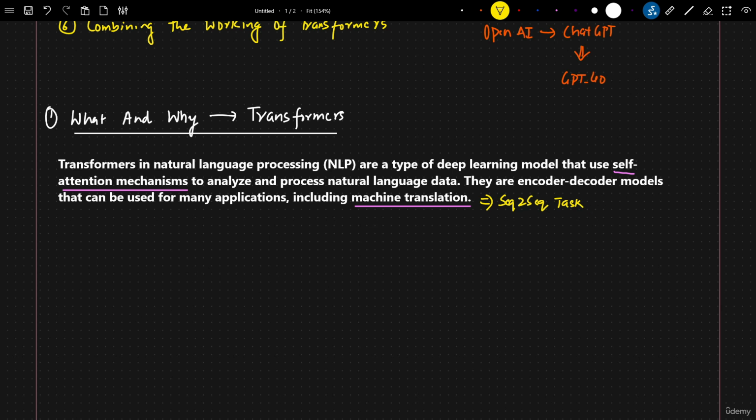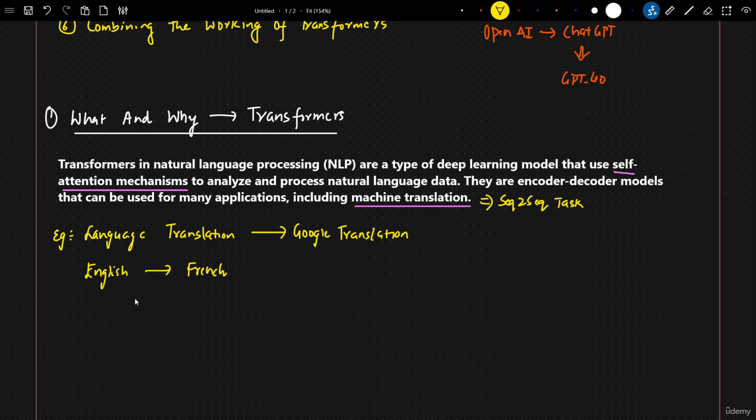Now, when we say sequence-to-sequence tasks, let's say I want to solve a problem statement. One example that we can take is language translation, right? If you go ahead and see an example of Google Translate, this is a sequence-to-sequence task. It is a sequence-to-sequence task because if I really want to convert from English to French, right?